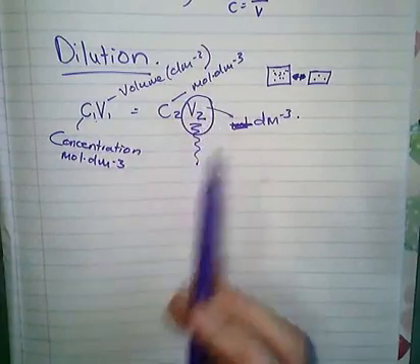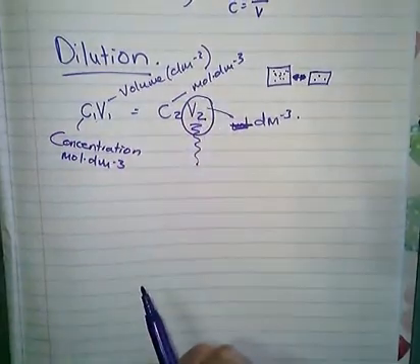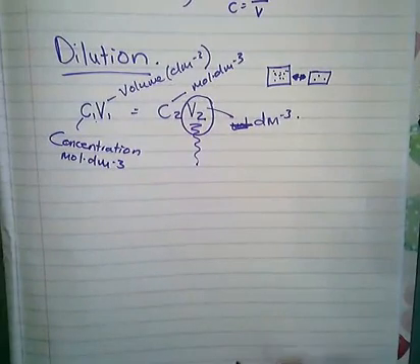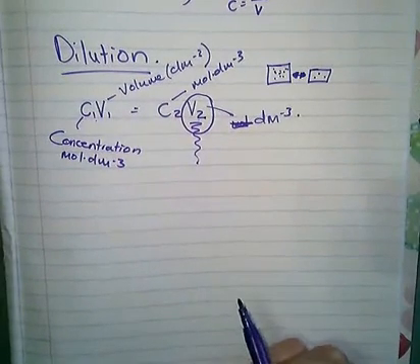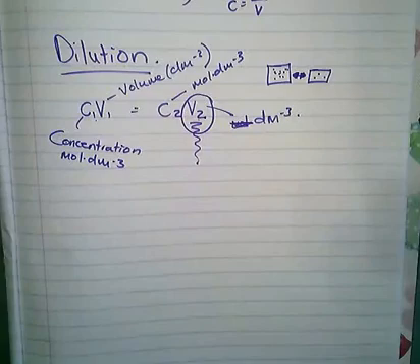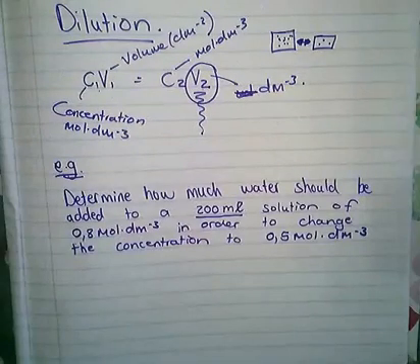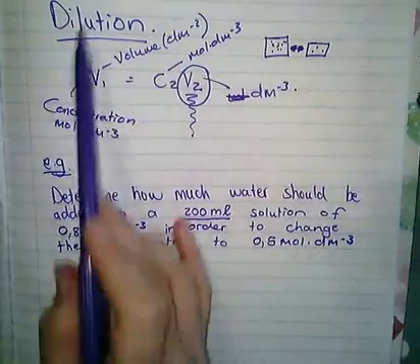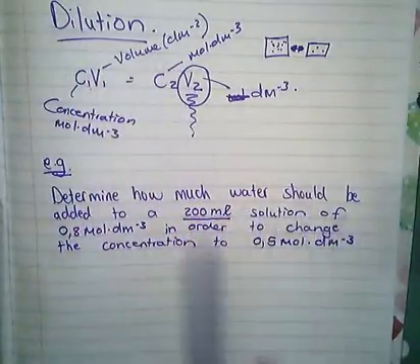Okay, I am just going to do this one example because the examples in the textbook are not many. So, for example, of dilution, determine how much water should be added to a 200 milliliter solution of 0.8 moles per cubic decimeters in order to change the concentration to 0.5. So, firstly, we have to identify this as a concentration by its unit.